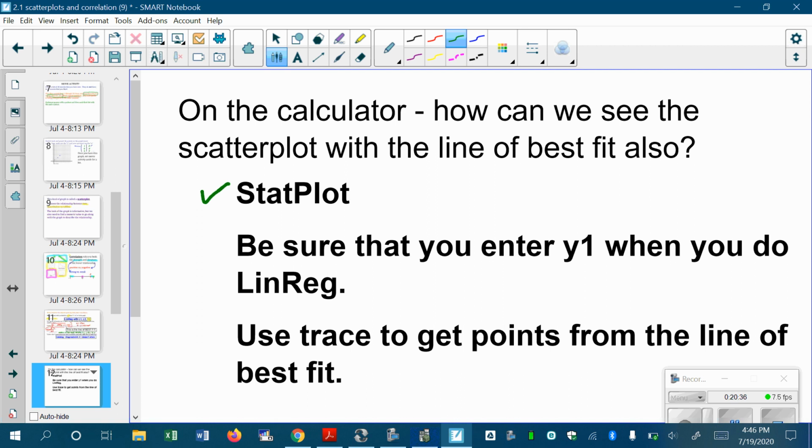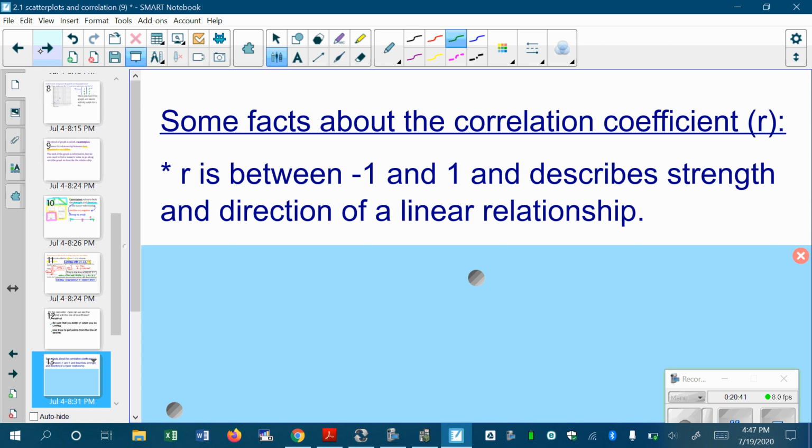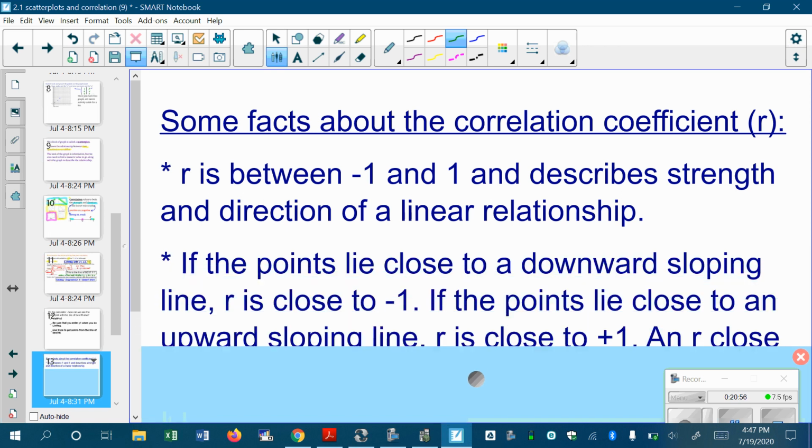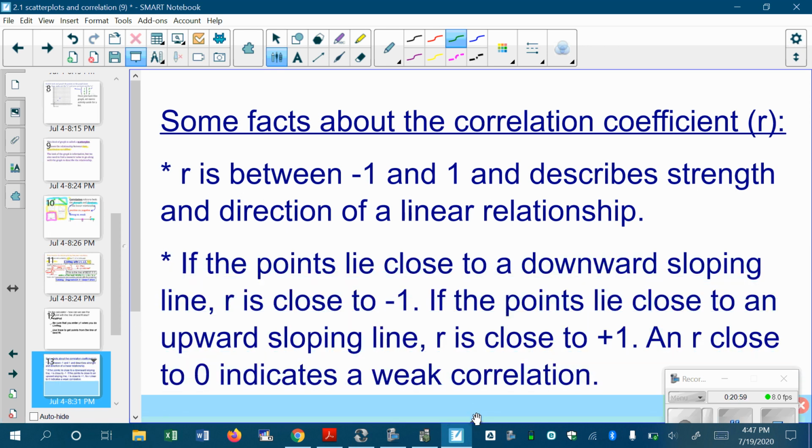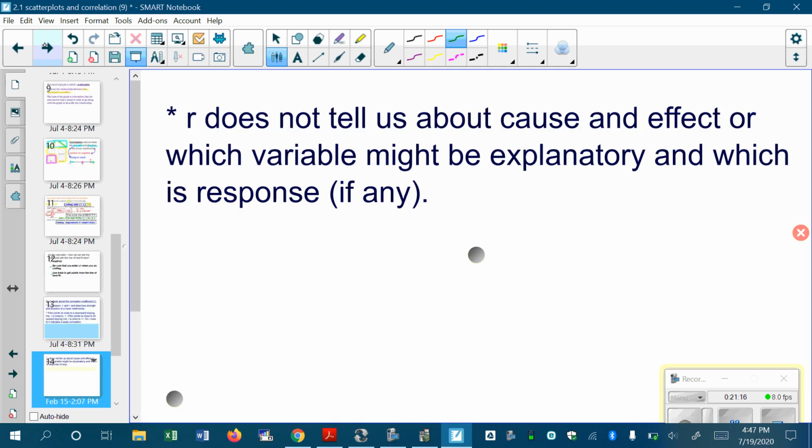So we talked about doing stat plot, we talked about tracing. Good job us. Okay, the last little bit of notes today, just some facts, things that people kind of forget or don't realize. So one thing, R is between -1 and 1. It describes the strength and direction of the linear relationship. If the points lie close to a downward sloping line, R is close to -1. If the points lie close to an upward sloping line, your correlation is close to +1. And a correlation that is close to 0 means you have a weak correlation. It looks like those marbles on the floor just kind of scattered about.